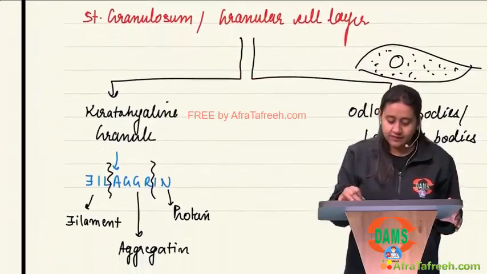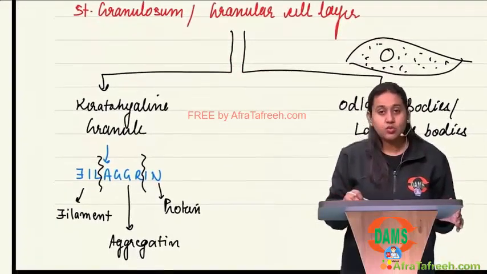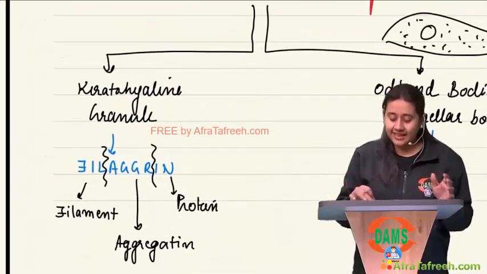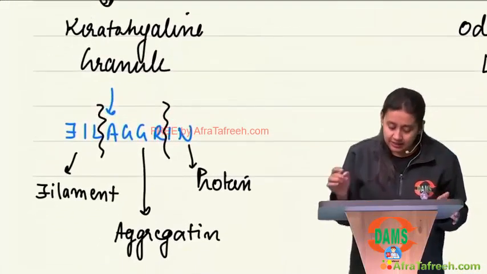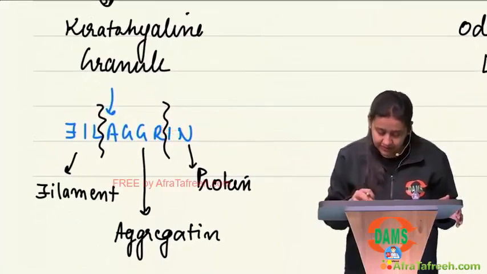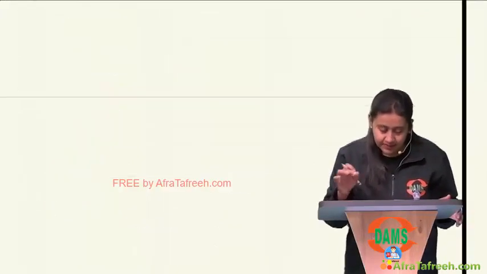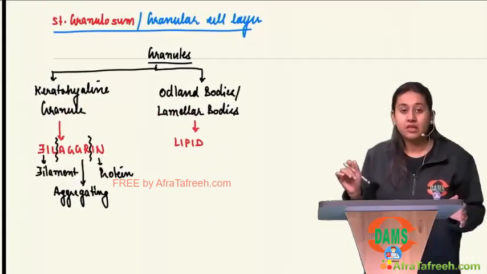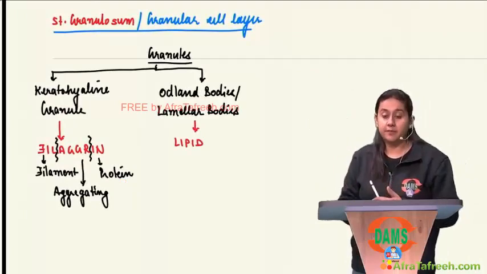So we have the filament aggregating protein, filaggrin, which aggregates the filament. Another point: what is the next thing we have discussed? The next is lipid, or the Odland body and its content.